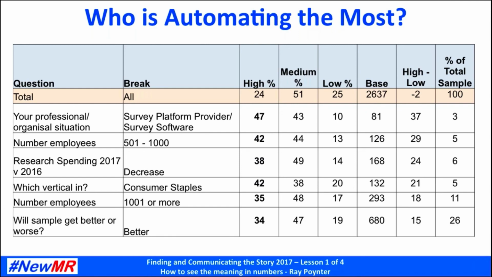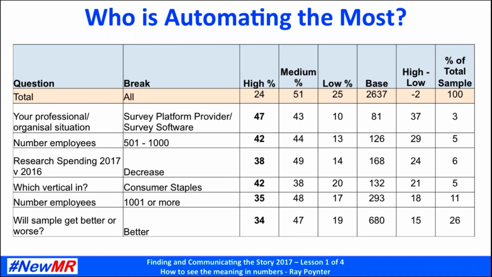Number of employees, 1,000 or more, makes you more likely to be using automation. And interestingly enough, when we ask people the question, this was to the whole sample, will sample get better or get worse over the next couple of years? People who thought sample was going to get better are more likely to be using automation. Some of that will be because they're from sample providers and platform providers. Some of it is to do with optimism. Optimists seem to be more likely, from the rest of the data, to be using automation.